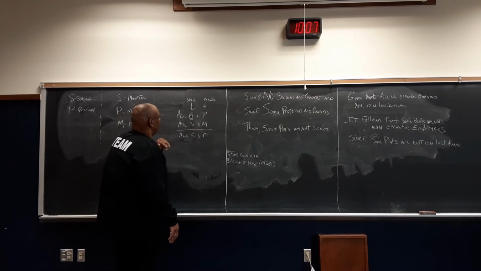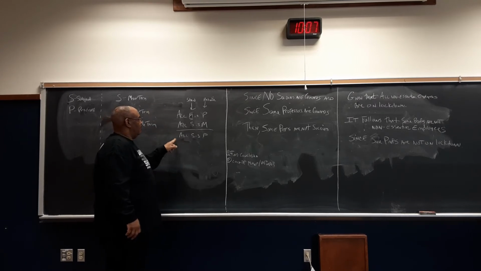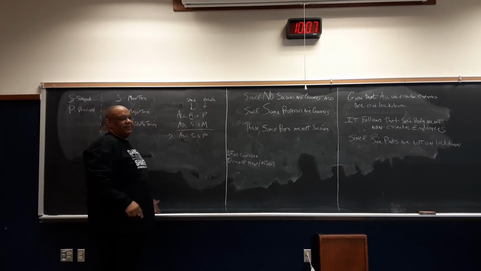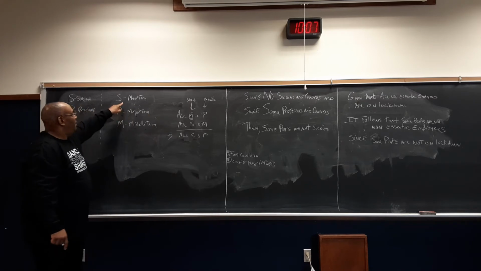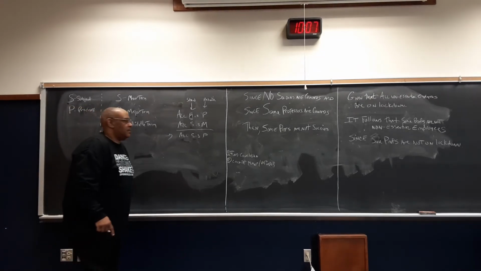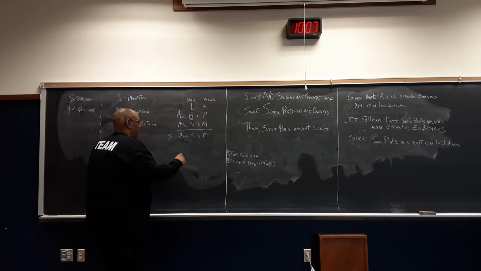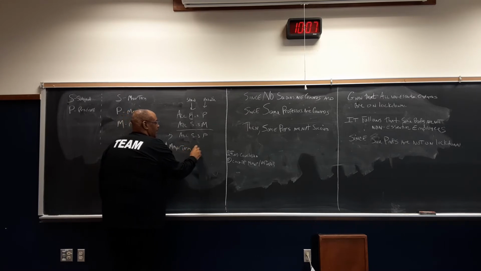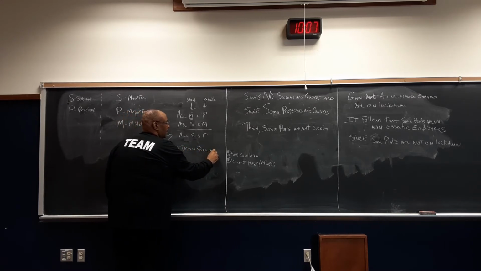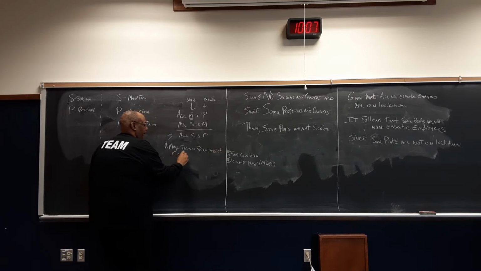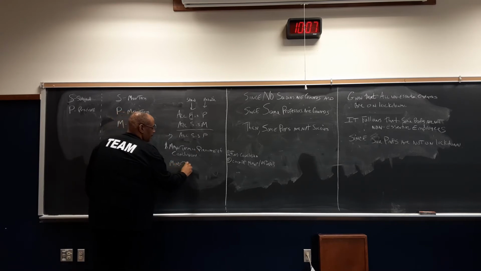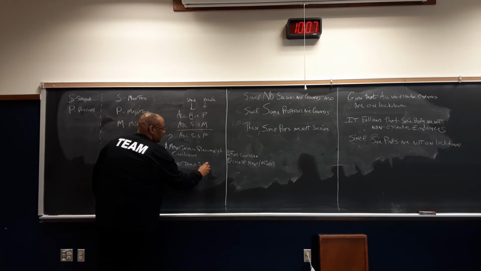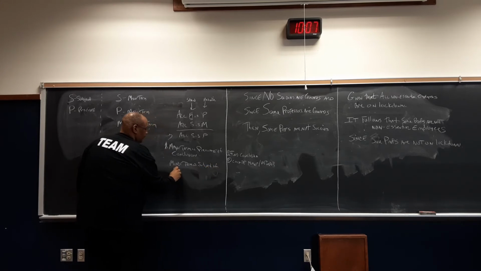But anyway, so look, find the conclusion. Bam. Underneath the line, you've got a conclusion. Now, find the major and minor term. Here's the rule, guys. The major term is the predicate of the conclusion. The minor term is the subject of the conclusion.